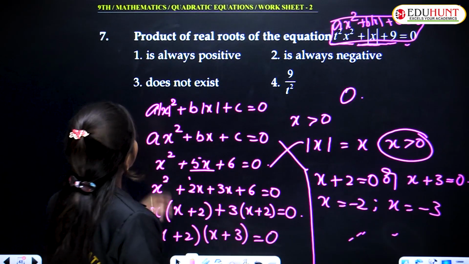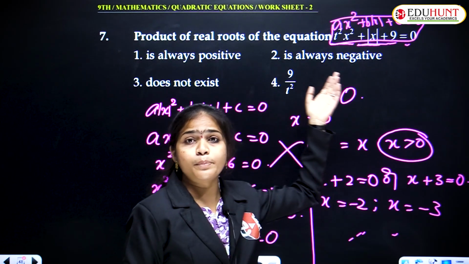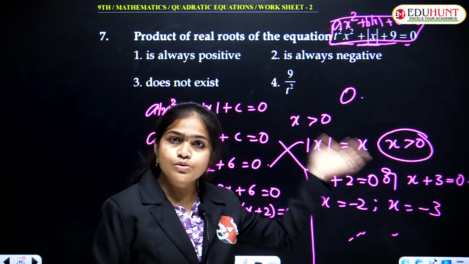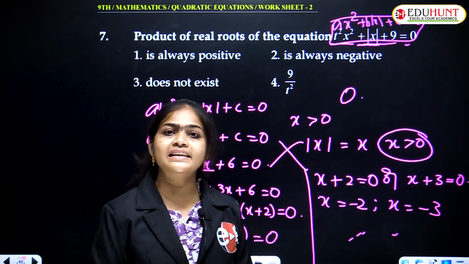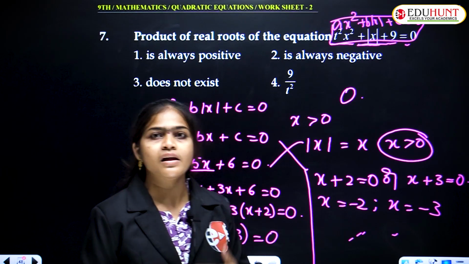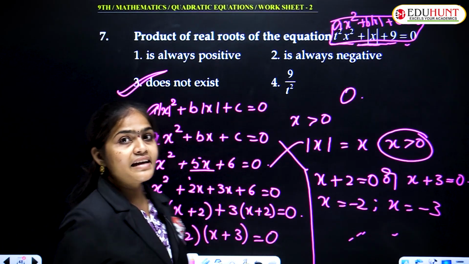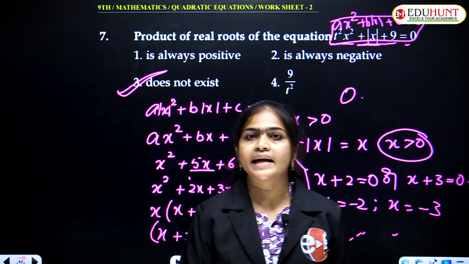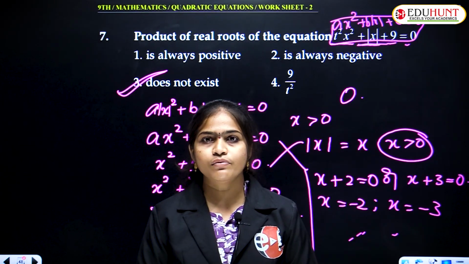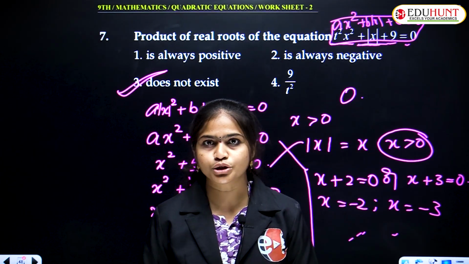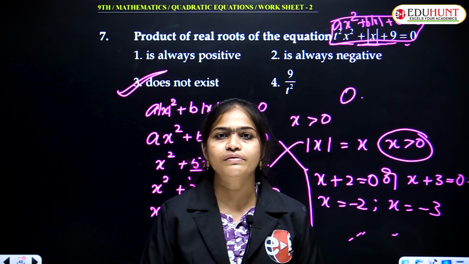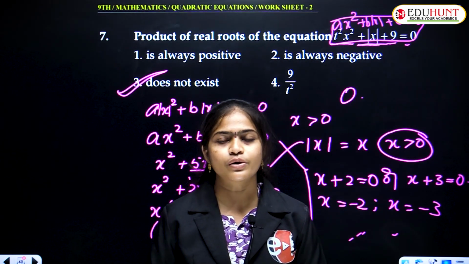So they are asking for the product of the real roots. When there are 0 roots, how can we take the product? It is not possible and does not exist. So the answer is: does not exist. Understand children? In this video we learned questions 4, 5, 6, 7. In the next video we will discuss the leftover questions. Okay, thank you all.